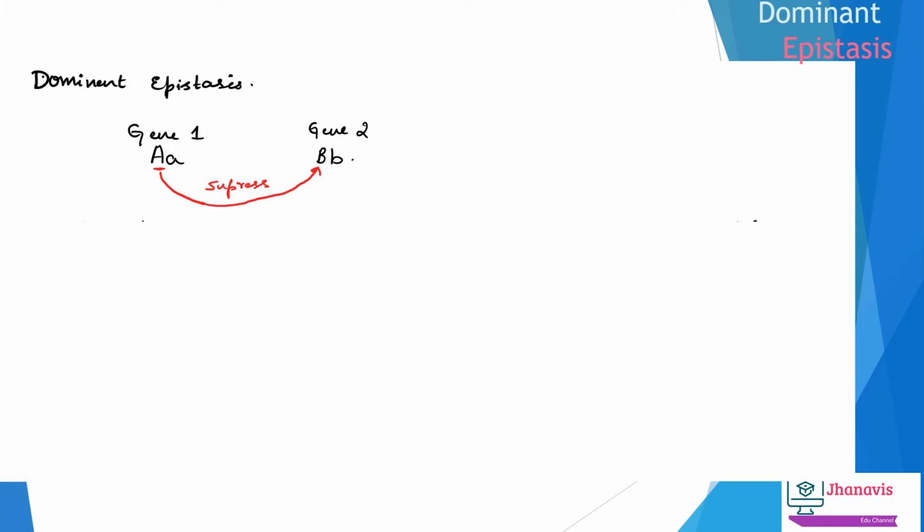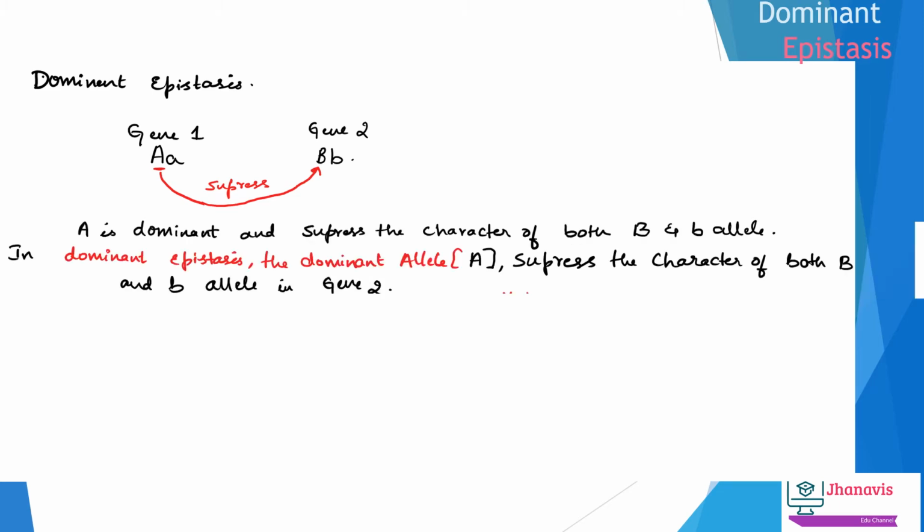That means what? The gene 1 has capital A. That capital A allele will always suppress either the capital B or the small b allele which are present in the gene 2. So let me explain this with an example of the color of a flower. Normally the flower will take up the white color without any pigmentation. These genes are responsible for the pigmentation. For example, a particular gene will be responsible for a particular pigmentation.